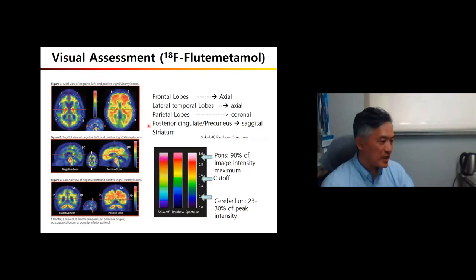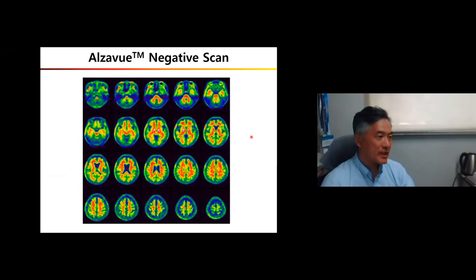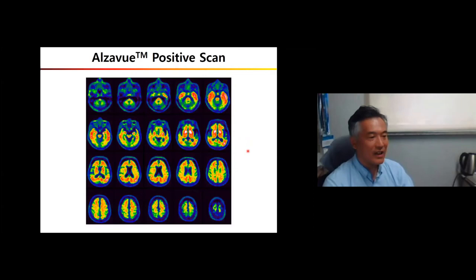And Aljabu, that Korean domestic company compound, they wanted to make a more hydrophilic compound. But as you can see, compared to the other C11 PIB or other F18 compounds, you can see the highest white matter uptake in the normal brain. But still, we can differentiate the diseased brain from the normal brain. But in the intermediate stage, I think a special clinician's skill is needed to detect the positive scan or negative scan.